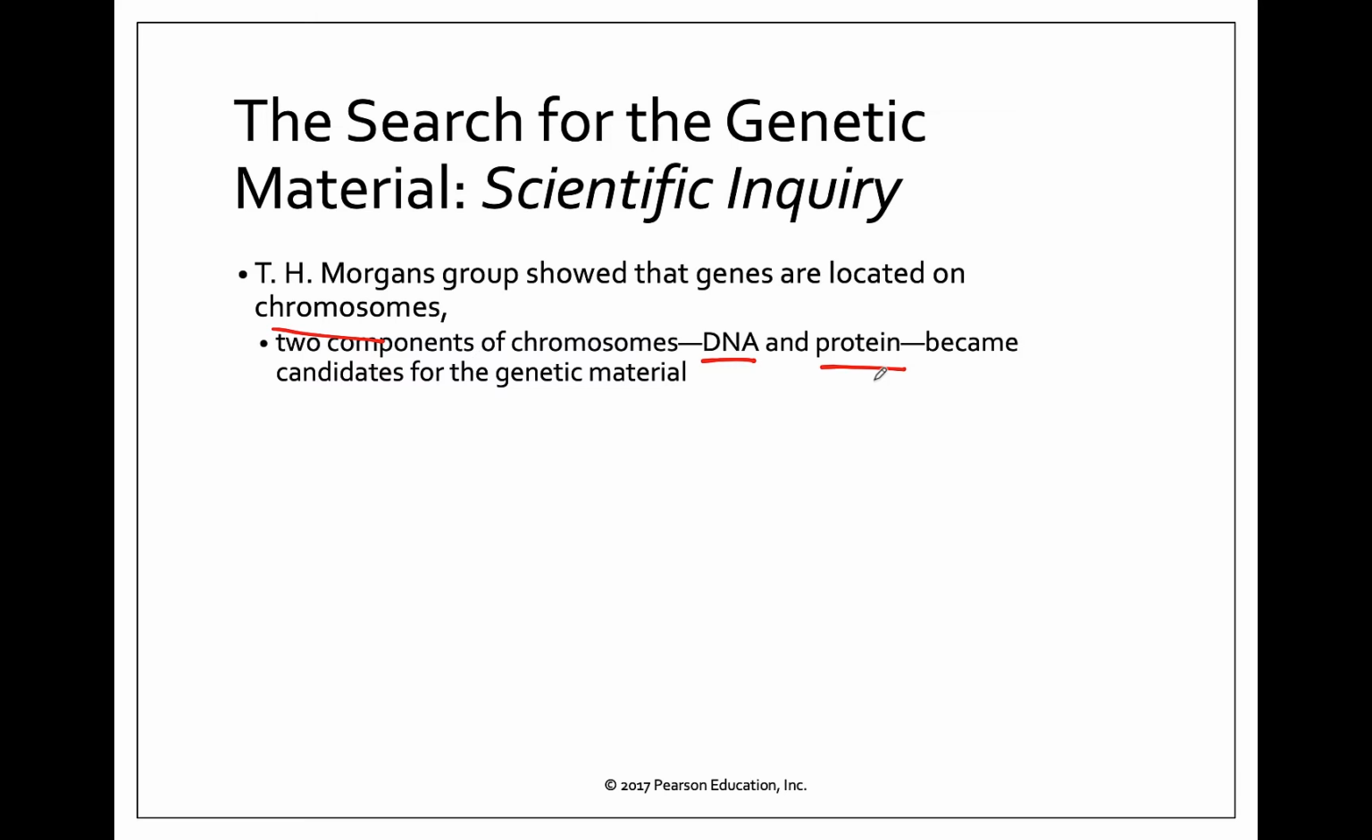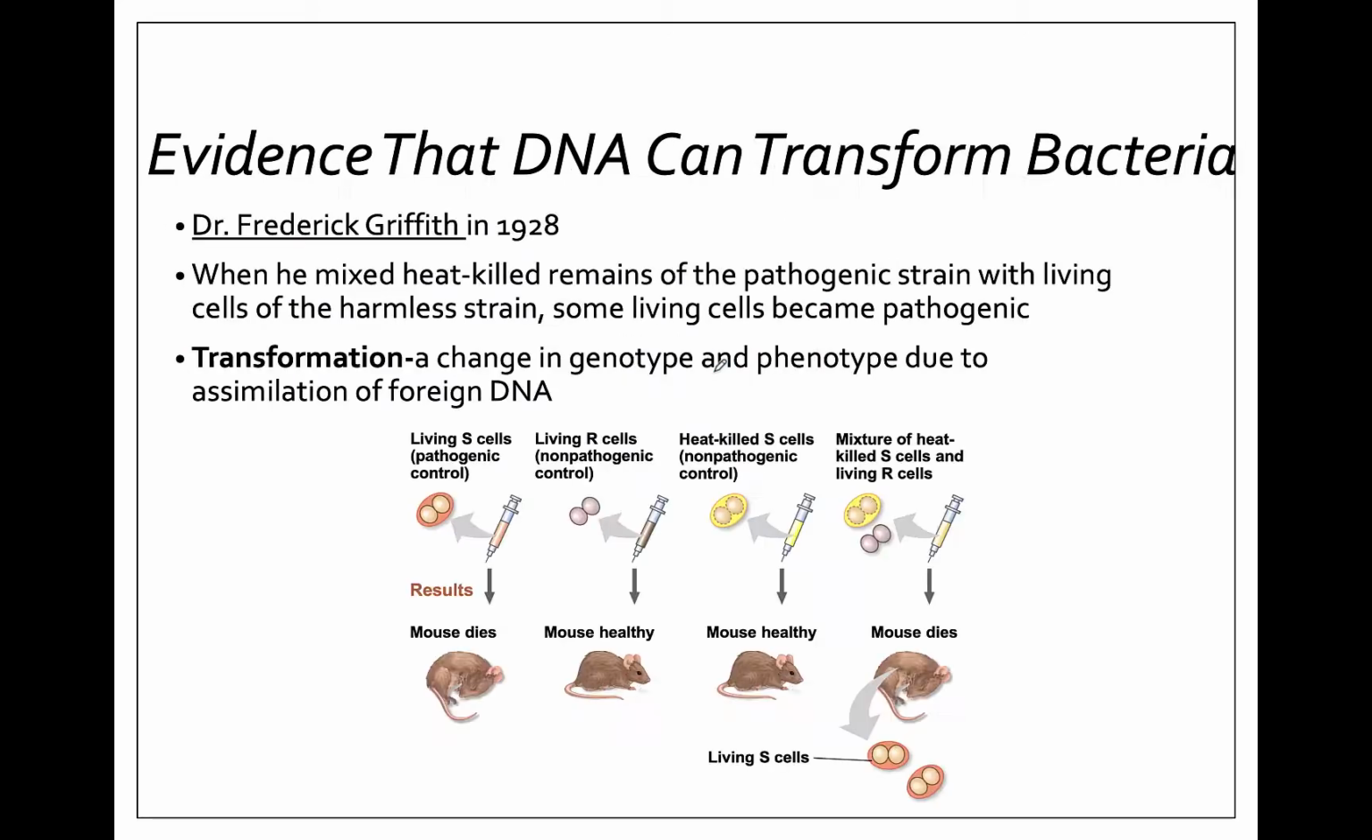But at the time of Morgan, we didn't know whether the genetic material was the DNA or the protein. Most people at this time actually thought it was the proteins, because there were so many more varied proteins, and not the DNA. So several researchers went through the painstaking process of proving to the scientific community that it was in fact the DNA that is our genetic material.